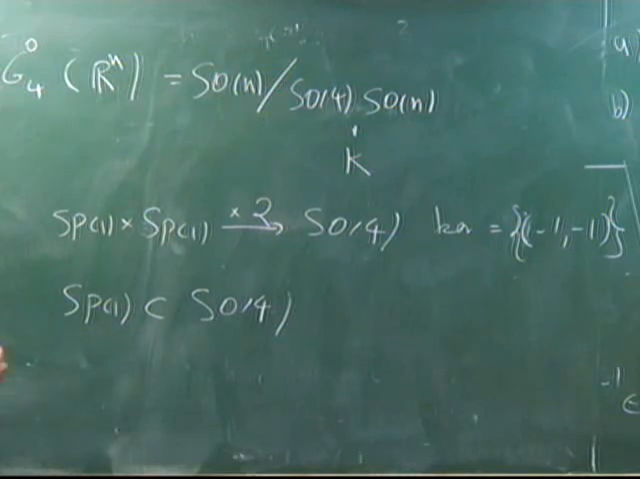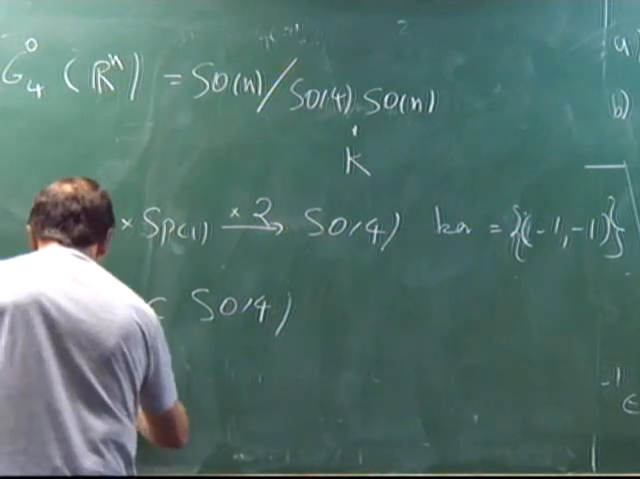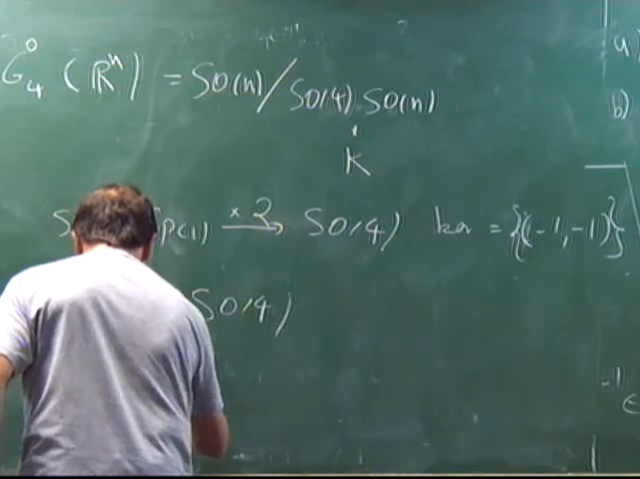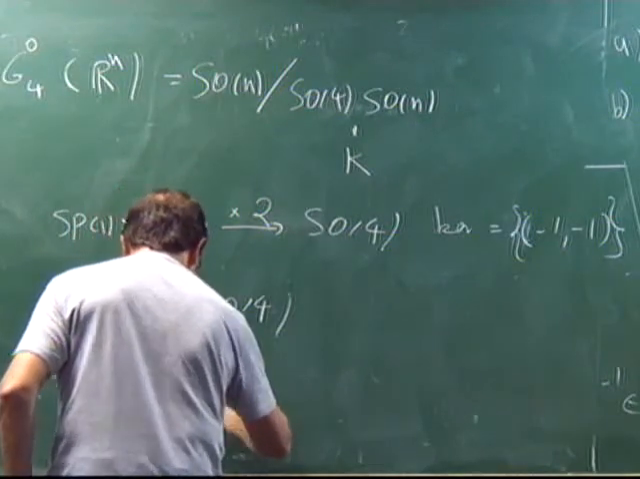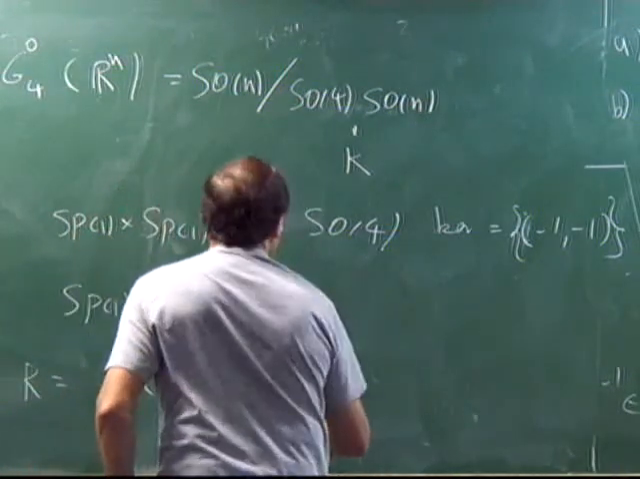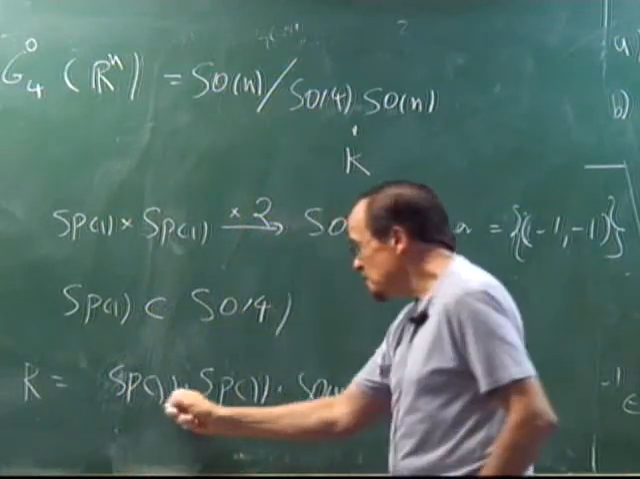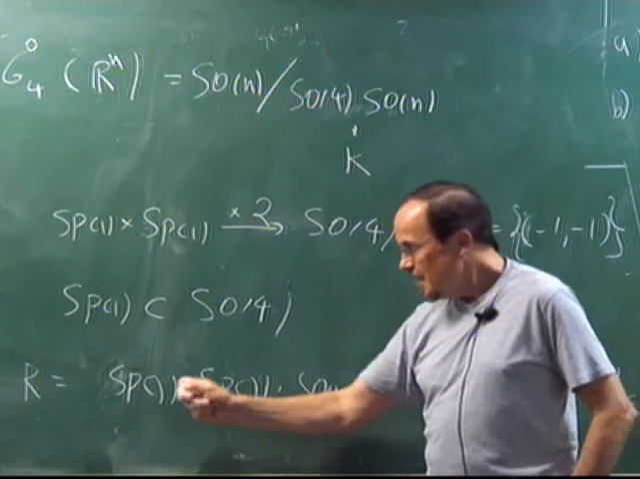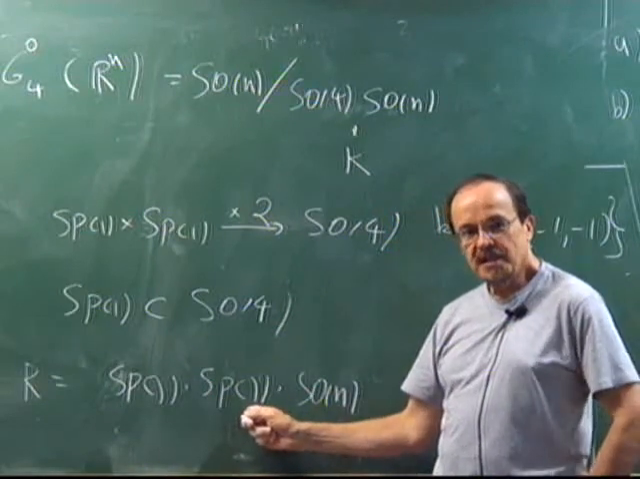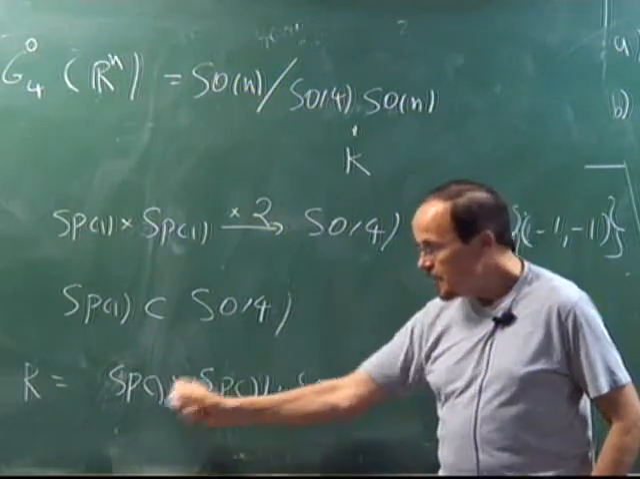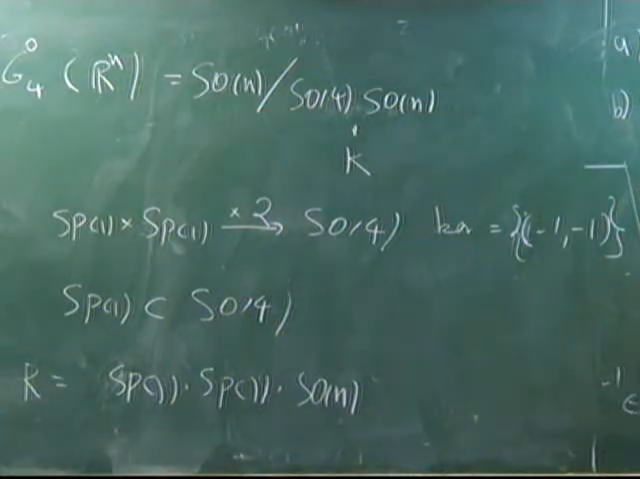So if you want, I can think of K here as Sp(1) · Sp(1) · SO(n), because this Sp(1) · Sp(1) I interpret as Sp(1) × Sp(1) divided by the diagonal Z2, and that's SO(4). Okay. And now that's one containing there. The first condition is satisfied. I have this factor Sp(1) in here.